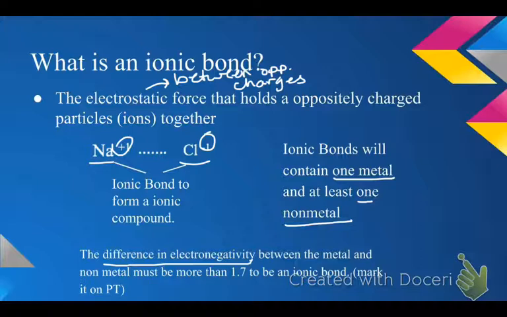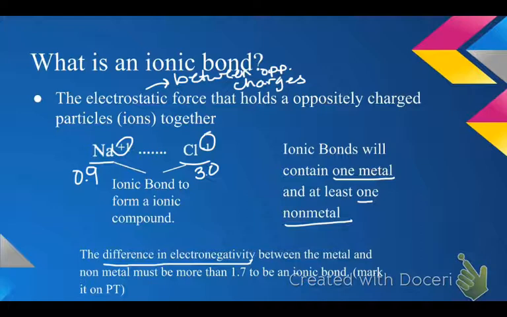So if we look at chlorine, chlorine has an electronegativity of 3.0, and sodium has an electronegativity of 0.9. And this comes right off your periodic table. On the front, bottom right-hand corner of each element has the electronegativity. And remember, that's the ability to attract an electron.